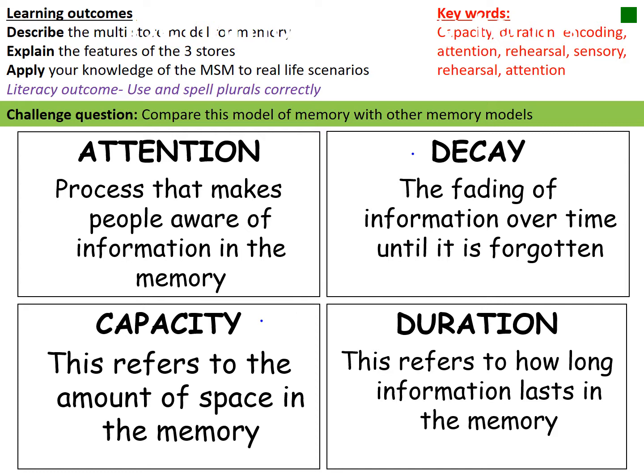So remember we said that the capacity of the short-term memory is between 5 and 9 items, and the capacity of the long-term memory is unlimited. And then duration is this idea of how long something can last. So we said within short-term memory we're talking about 18 to 30 seconds, whereas long-term memory we're talking unlimited.